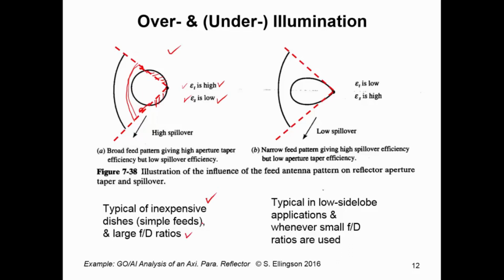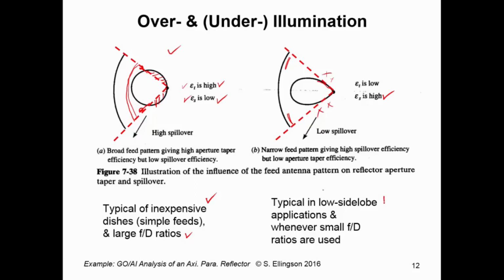At the other extreme, we have under-illumination, where we say perhaps that spillover is a bad thing that we don't want, and so we make the spillover efficiency high. So in this case, we're showing a case where very little power ends up spilling beyond the dish. It's all inside the dish, but as a result, the power that is intercepted by the dish near the edges is relatively low. So we're not really using the dish very efficiently.